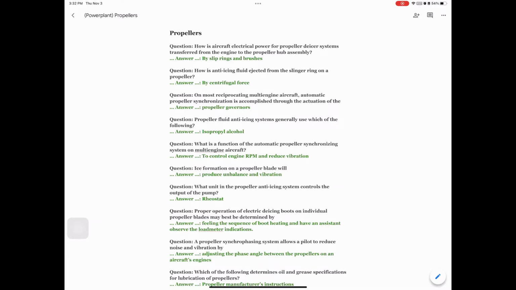Question. A propeller synchrophasing system allows the pilot to reduce noise and vibration by: Answer. Adjusting the phase angle between the propellers on an aircraft's engines. Question. Which of the following determines oil and grease specifications for lubrication of propellers? Answer. Propeller manufacturer's instructions.